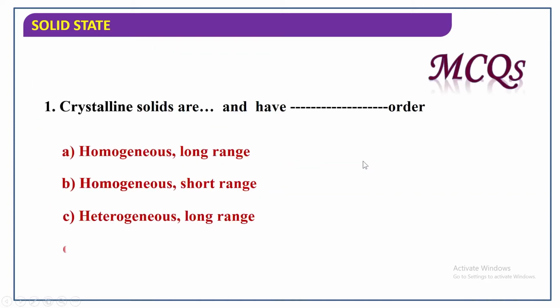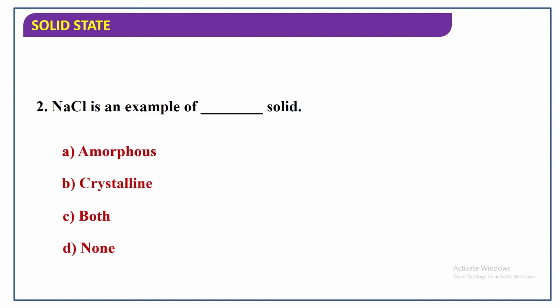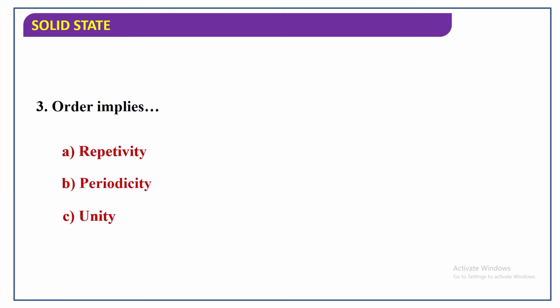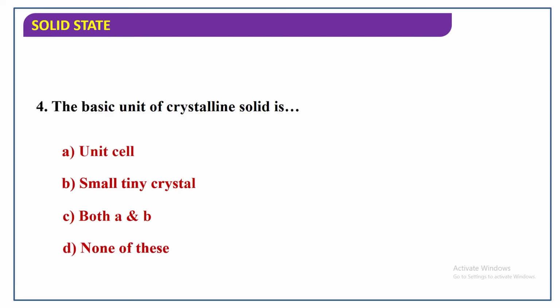Now solve this. Crystalline solids are homogeneous and have long range order, so option A. NaCl is a type of crystalline solid. Order implies both A and B, repetitivity and periodicity. The basic unit of the crystalline solid is the unit cell.